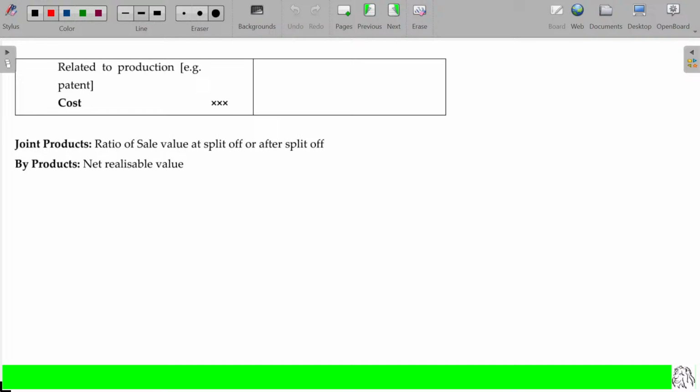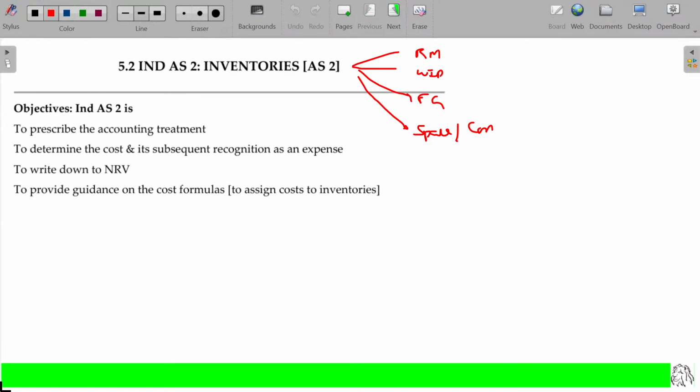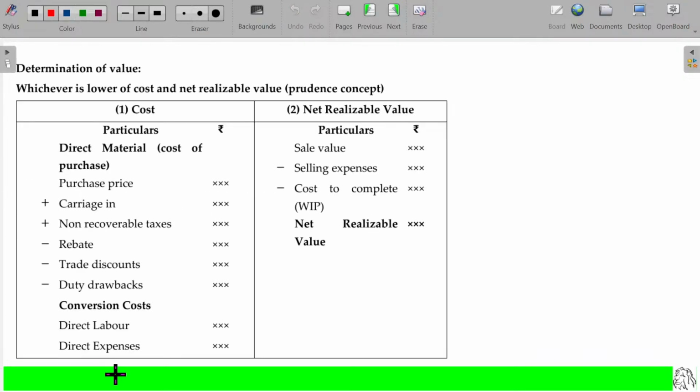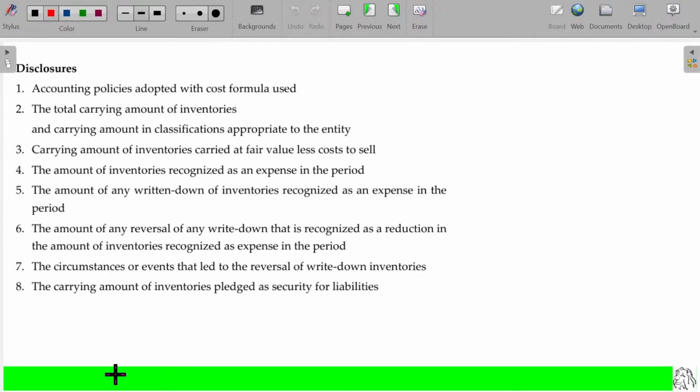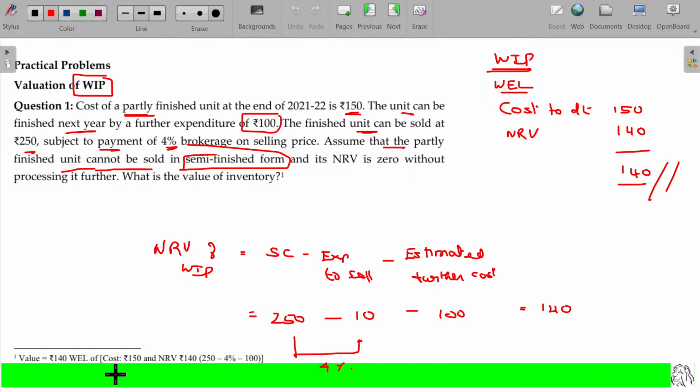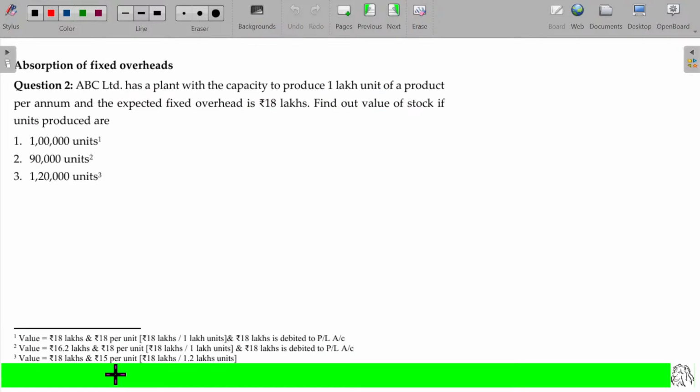So, we have completed this aspect. This aspect is over. Clear? Next illustration.